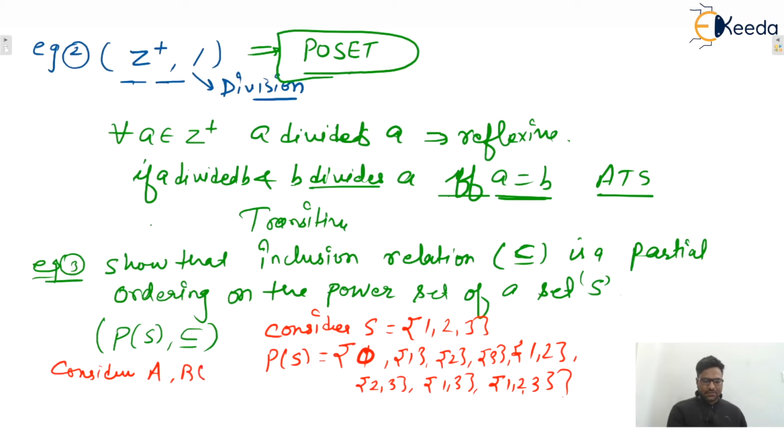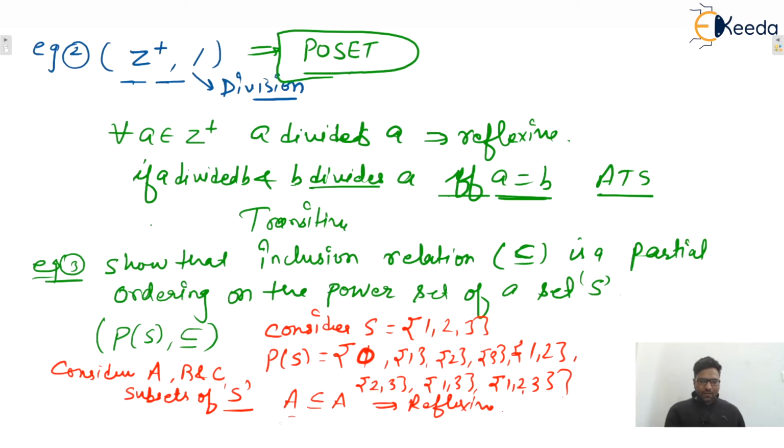Now you only tell me, consider A, B and C. These are the subsets of set S, isn't it? So for every subset A, B, C of a set S, you only tell me, every set is a subset of itself or not? Yes, so we can say that this one is reflexive, isn't it? For every A belongs to the power set of the set.